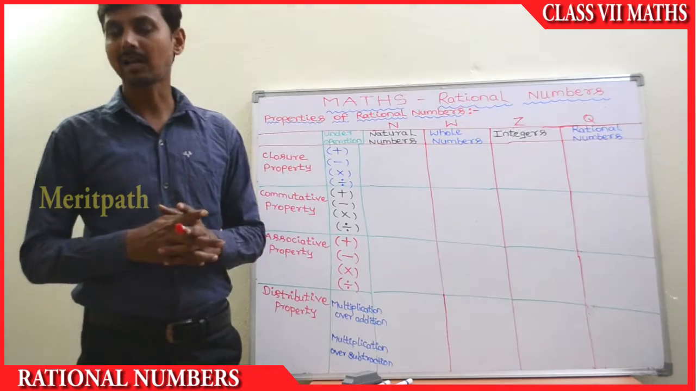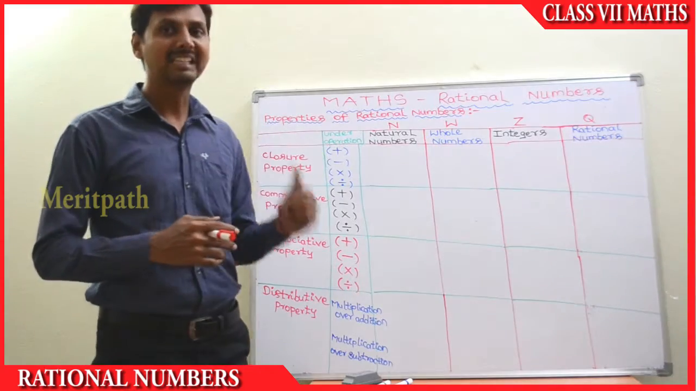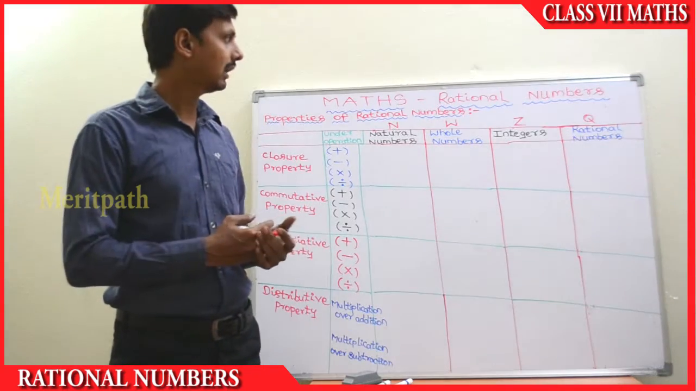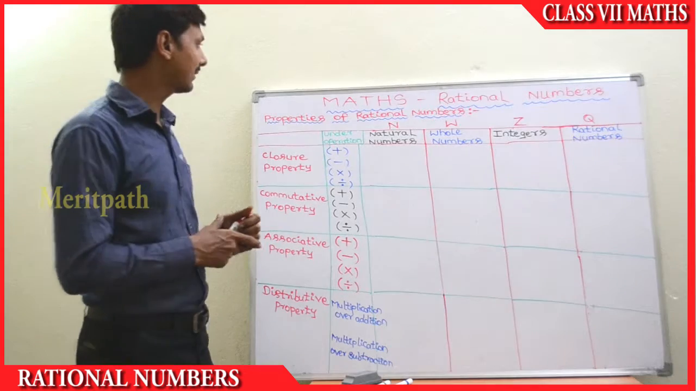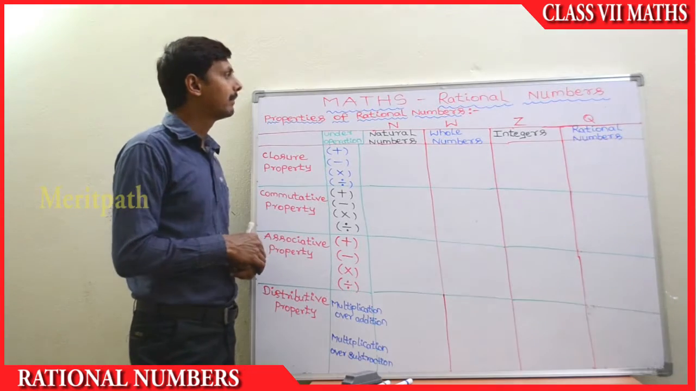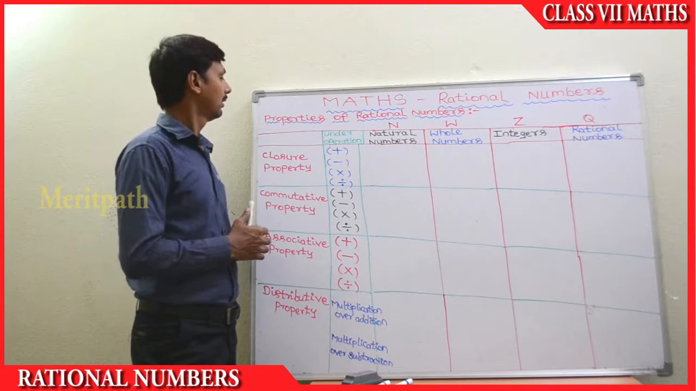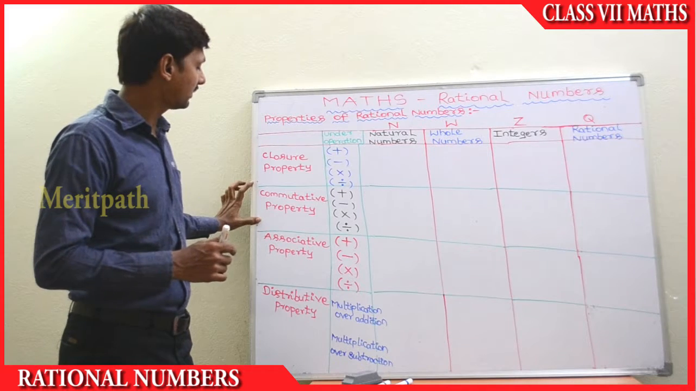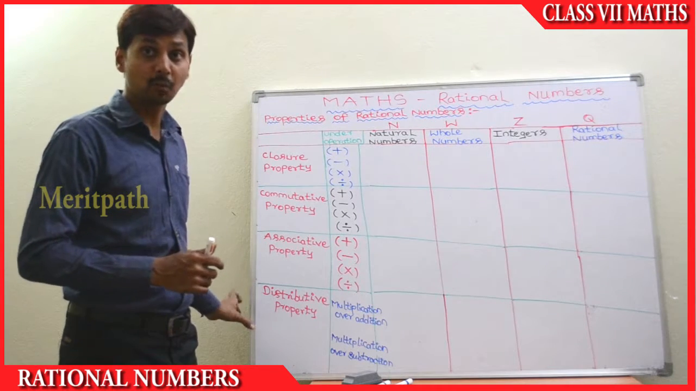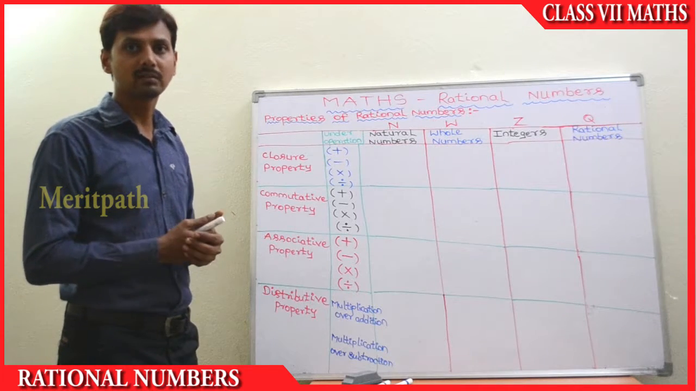We have learnt in previous classes about the properties of natural numbers, whole numbers, and integers. Now let's learn about rational numbers also. In previous classes we have discussed, let's recall: closure property, commutative property, associative property, distributive property. These are the four properties we are going to discuss now.